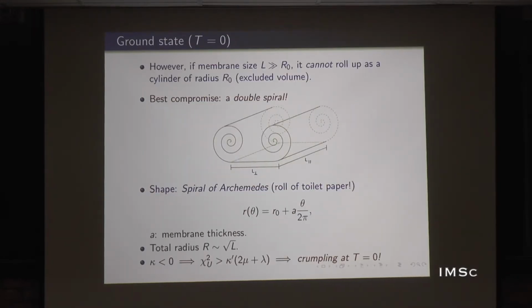The problem is, if the membrane size is much bigger than r naught, then it cannot roll into a cylinder of radius r naught, because it will not simply fit in. There will be a lot of extra part remaining after creating a cylinder of size r naught. So, basically it cannot roll into a cylinder of r naught because of excluded volume. When you roll, you come back to the same point, and then you cannot re-roll on the same arc, because there is already a piece of membrane there. You have to go outside. So, basically you start mismatching the radius of curvature. So, the best compromise is a double spiral.